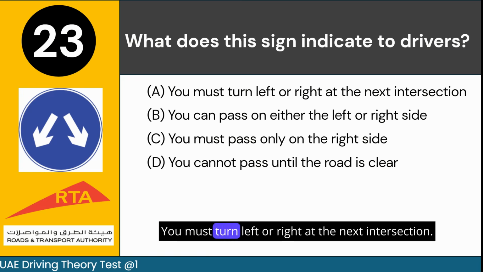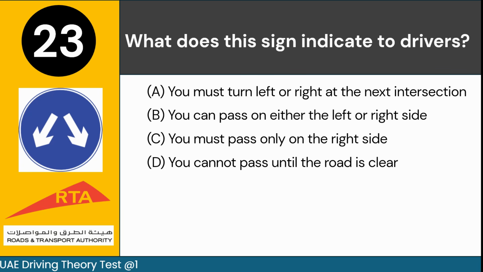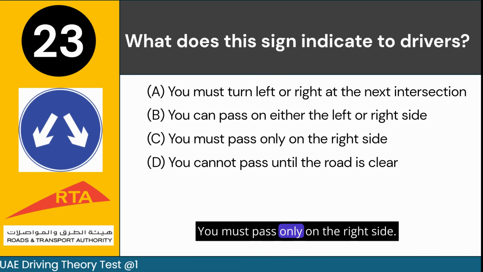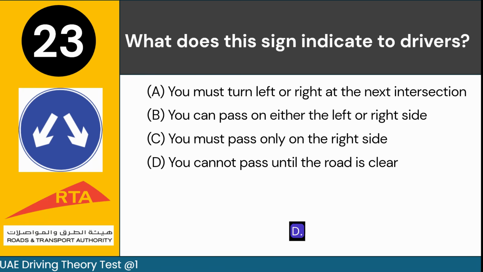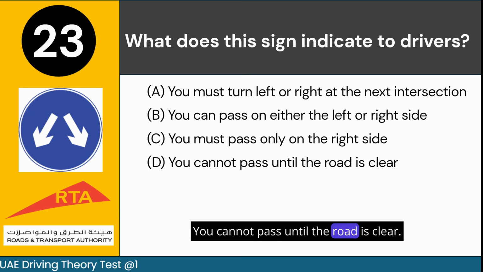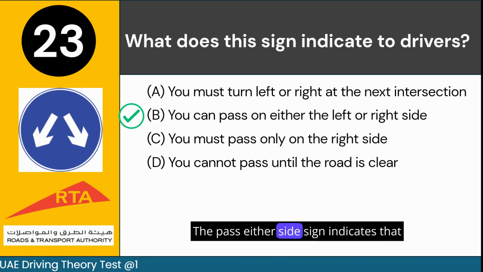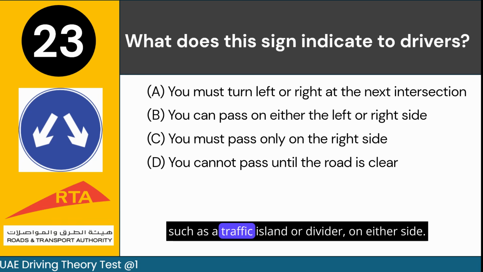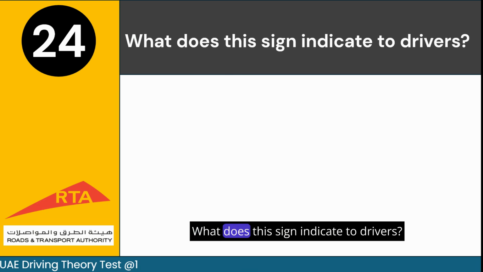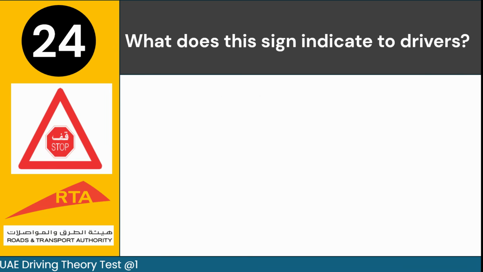A. You must turn left or right at the next intersection. B. You can pass on either the left or right side. C. You must pass only on the right side. D. You cannot pass until the road is clear. Answer: B. The pass either side sign indicates that drivers may pass an obstruction, such as a traffic island or divider, on either side. What does this sign indicate to drivers?